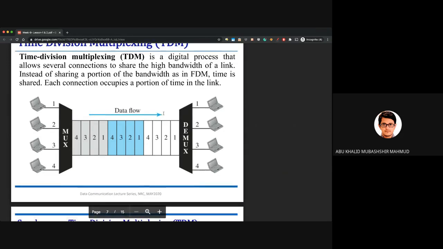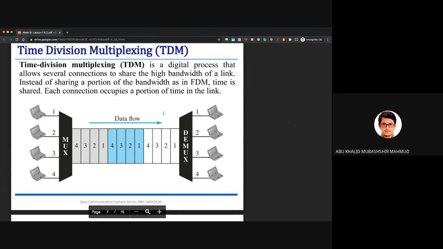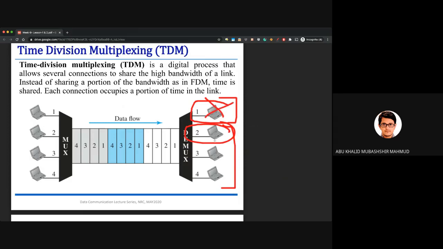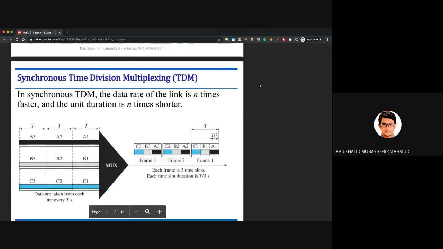This process continues, and in the demultiplexing state, what happens is that for the first time slot, the first receiver is the only one active and the other three are inactive. For the second slot, the second receiver is active and the other receivers are not active. This is what happens on the receiver side. So let's move on forward.